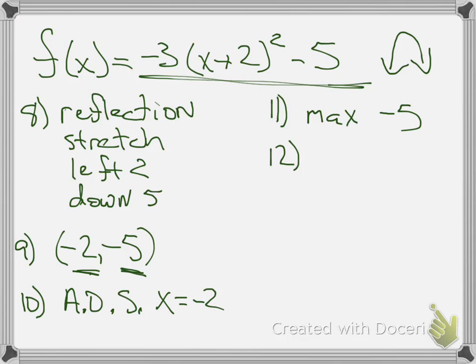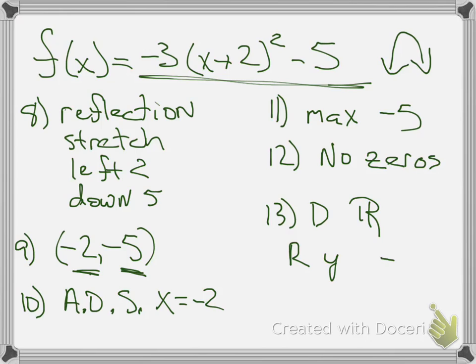Number 12 was, are there any zeros? This does not cross the x-axis, so no zeros. And then the domain and range. The domain, again, is all real numbers. The range is y less than or equal to negative 5. Notice I'm using this again: since it's going down, it's got a max, so it is less than or equal to. If it had been facing up, it would have been greater than or equal to. And then you should be able to pick out the graph.